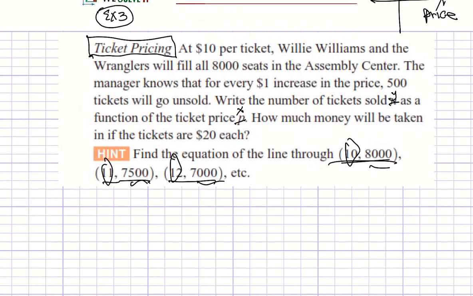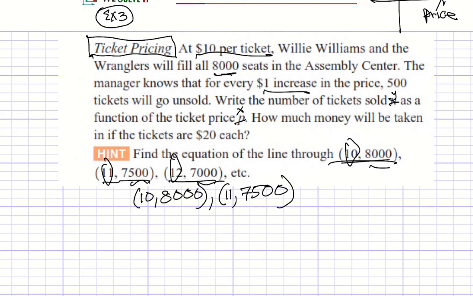So then we'll have 2 points, 2 ordered pairs, 8,000 and then 7,500, okay, tickets. Because he said at $10 they will sell 800. The manager knows that if they increase it $1, which is $11, right, 500 tickets will go unsold, so subtract 500 from 800. I mean, from 8,000, you get 7,500. So the first step will be to find the slope.